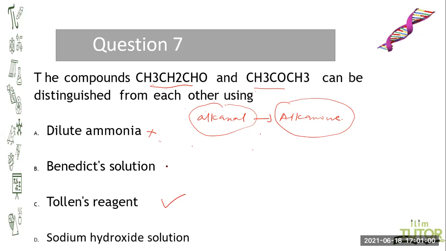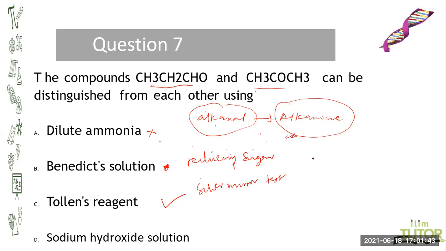Benedict's solution, yes, you may want to ask, what of Benedict's solution, which is a test for reducing sugar? But in this case, we are not even talking about reducing sugar. This is not a polymer. It's just a simple alkanal, simple propanal. So we'll be talking about the test for the alkanal functional group, which is using Tollens reagent, or you call it the silver mirror test. So it will be positive. You have a silver mirror with alkanal, and there will not be any change with alkanone.